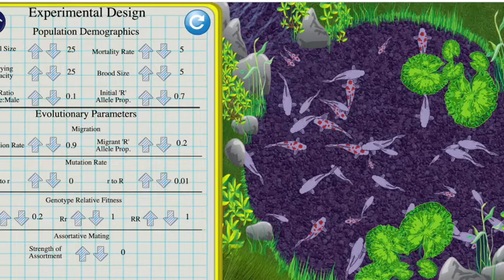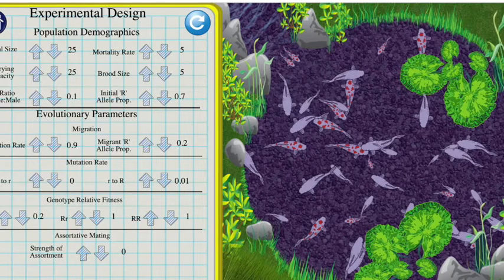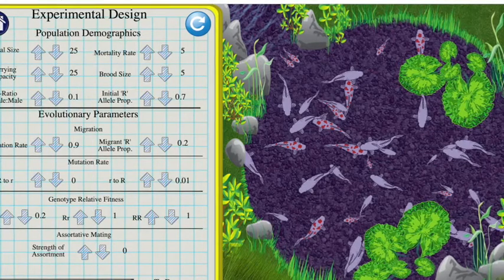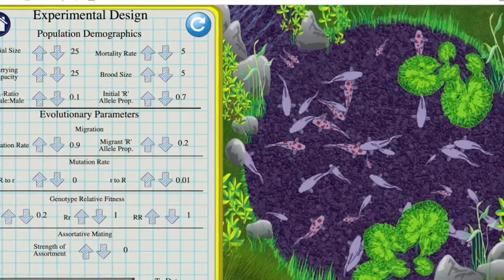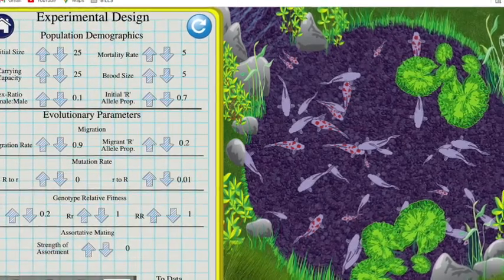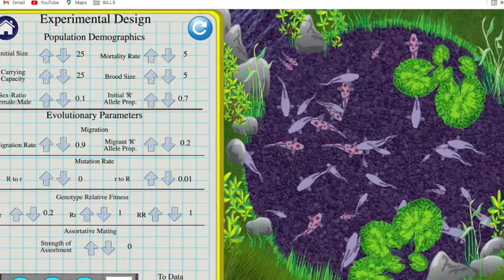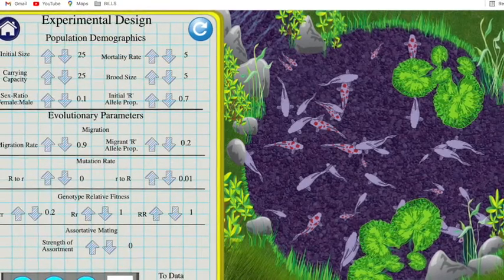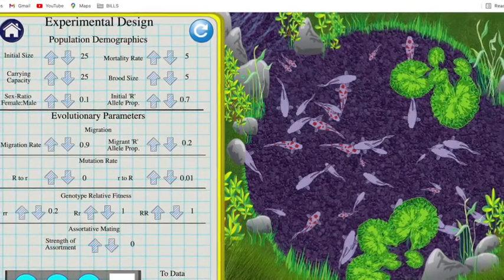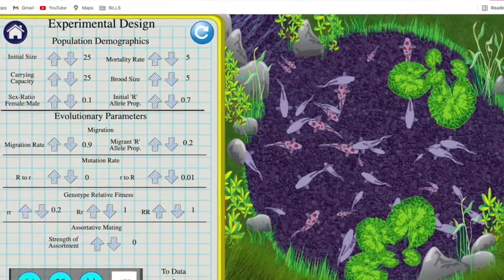The third manipulation I did is called the evolutionary parameter, where I manipulated the migration by setting it at 0.9 and the migrant capital R allele prop at 0.2. I also manipulated the population dynamics that include initial size at 25, carrying capacity at 25, sex ratio female to male at 0.5, mortality rate at 5, blood size at 5, and the initial capital R allele prop at 0.7.